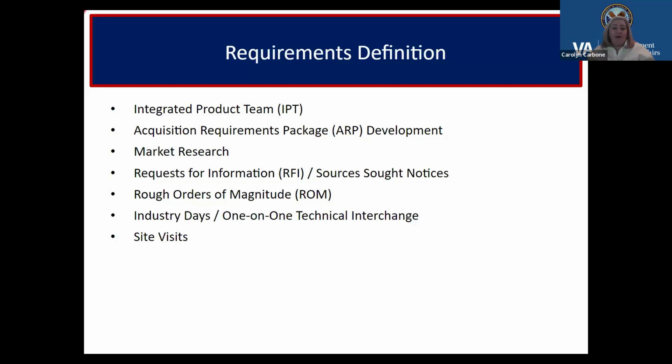And the way we do market research a lot of times are issuing requests for information or sources sought notices. We can ask for rough orders of magnitude. Sometimes if we're a little bit unsure of what something is going to cost us, we might ask the vendors within their responses to our market research to give us a rough order of magnitude. And this can often help to inform our independent government cost estimates. It can help us make decisions on the types of requirements that we want to include within our performance work statement, statement of work or product description.